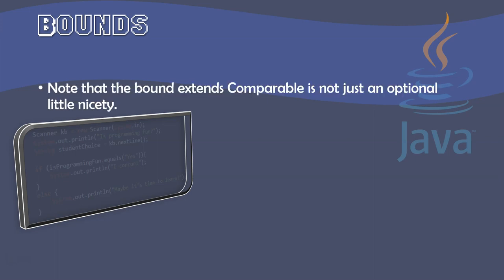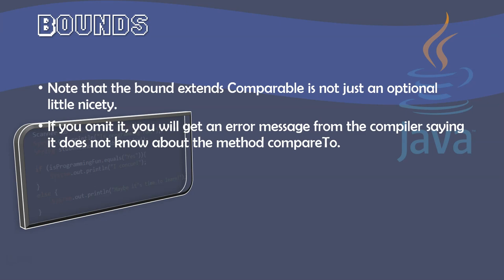Now, when we look at these bounds, the bound that extends Comparable is not just an optional thing for us to make things work well for us. Because if we take that extends Comparable out and we try to use those methods that we want to use, we're going to get an error message saying, hey, I don't know what you mean by compareTo. What are you trying to do here?